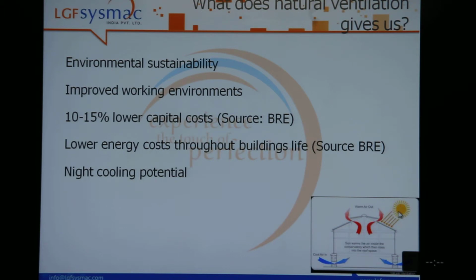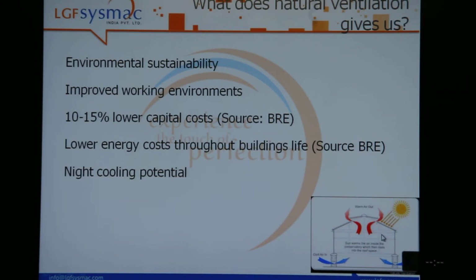First, we can see one room, and due to the external atmosphere the room will be heated by the sunlight. Because of that, warm air will be produced in this room. When you open these windows or provide this opening, the warm air will go out and the cold air will take its place, because cold air is heavy in weight and warm air is lighter in weight. So it will heat up and go outside and the cool air will take the place. So this gives environmental sustainability.